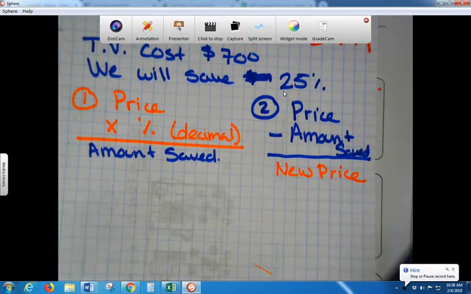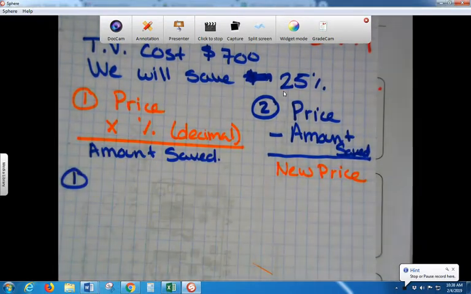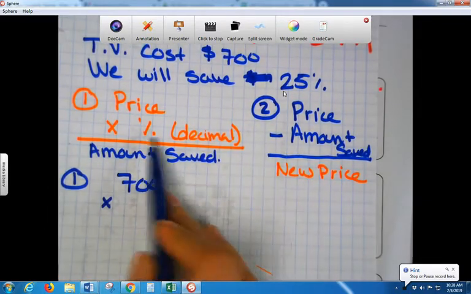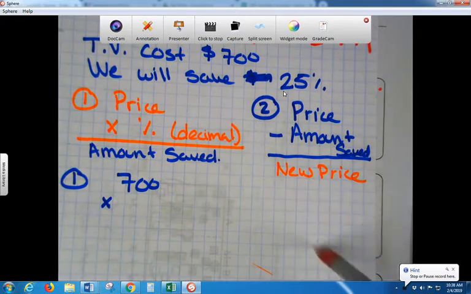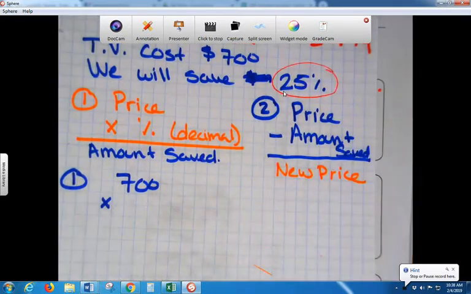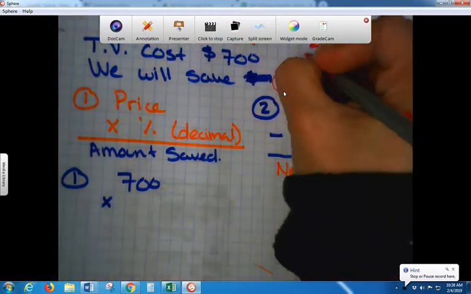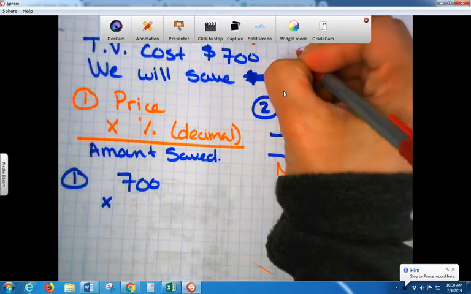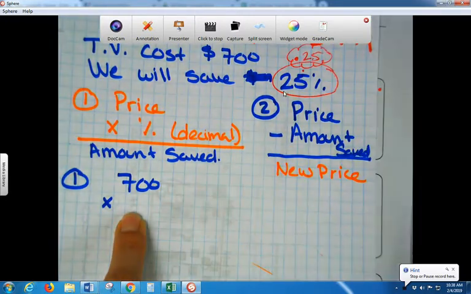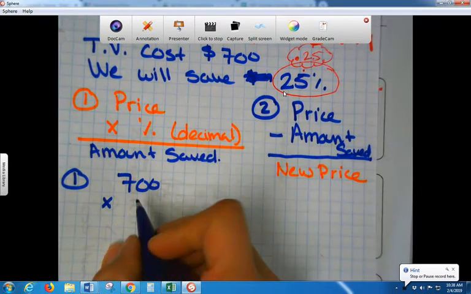Okay, so let's do the math for this problem. What's our first step? Take your price. What's my price right now? 700. And I'm going to multiply by my percent written as a decimal. Oh, do we remember that? What's 25% written as a decimal? 0.25. Very good. So that's my percent written as a decimal. That's what I'm going to multiply. So that goes right in here.